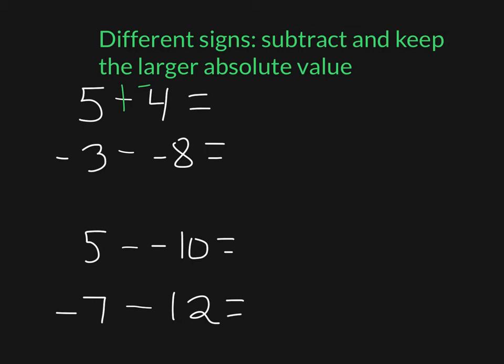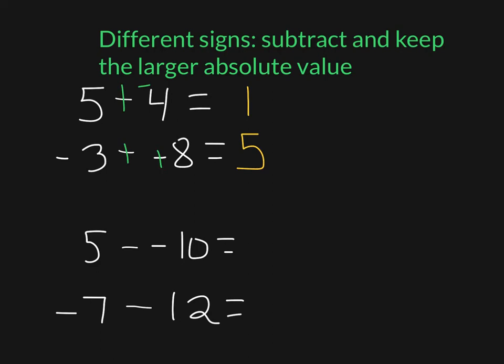So 5 plus negative 4, since they're different, we subtract. And I have more positives than I do negatives. So my answer is positive 1. With my next example, negative 3 minus negative 8, I add the opposite. So 2 signs change. It's kind of like dividing fractions. Keep, change, change. Once again, they're different signs, so I subtract. And I still have more positives than negatives, so it's going to be positive 5.